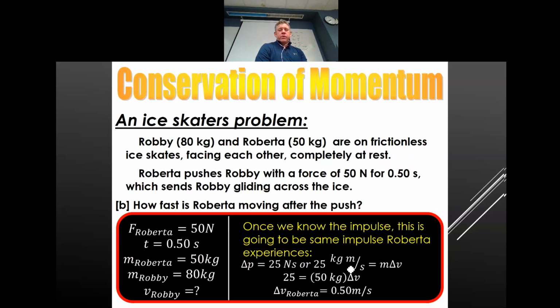So with an ice skaters problem like this, what you're really going to see is that these two people are going in opposite directions. We're able to find a force between them and then use that concept to find impulse.